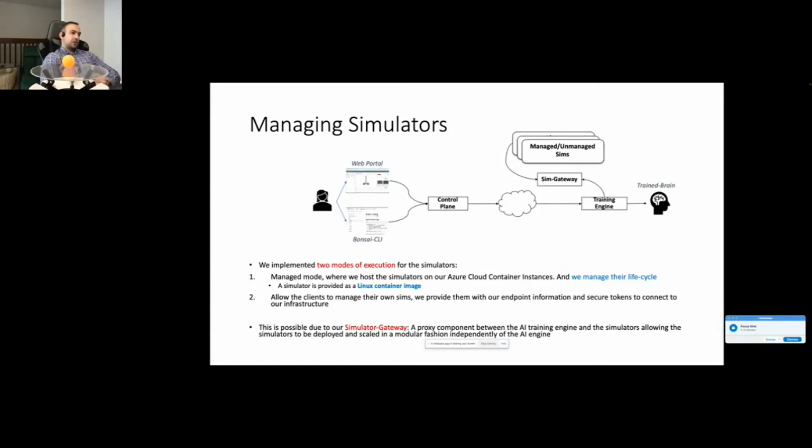So we'll deploy it on our clouds. We will take care of failures if they happen. We will take care of logging, monitoring, telemetry. We will take care of scaling it up and down on demand when this is needed.